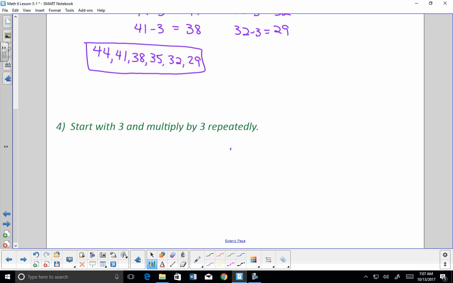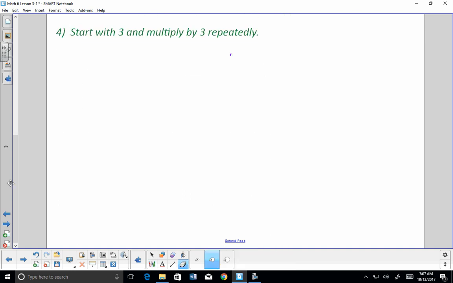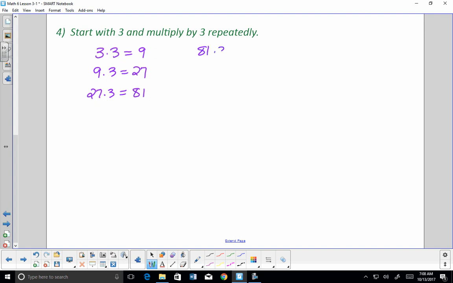We're going to start with 3 and multiply by 3 repeatedly. So if I start with 3, 3 times 3 is 9. 9 times 3 is 27. 27 times 3 is 81. There's my first 3 numbers in my pattern. Then 81 times 3, 243.